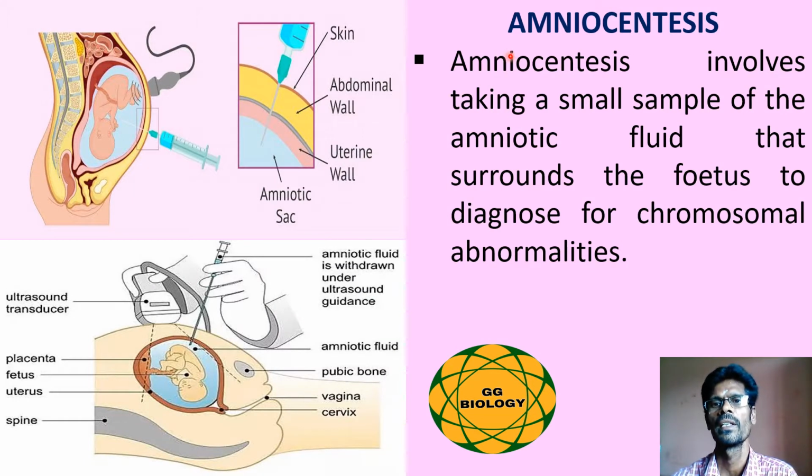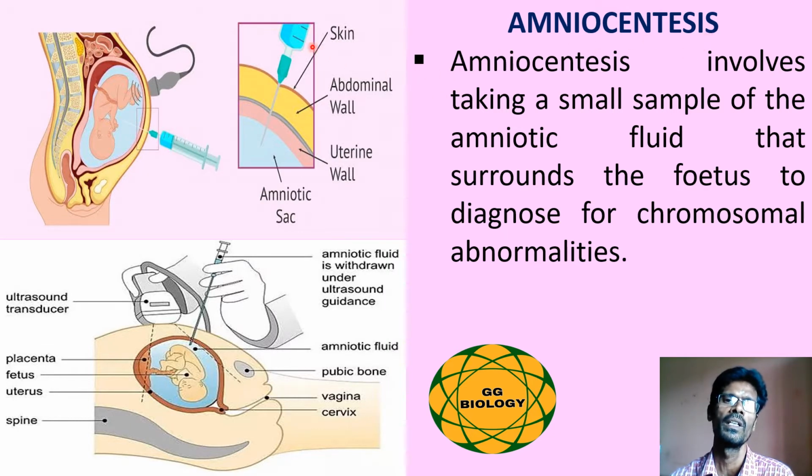The second technique is amniocentesis, which involves taking a small sample of amniotic fluid that surrounds the fetus to diagnose chromosomal abnormalities. We already know the fetus is covered by the first embryonic membrane, the amnion, and between the fetus and the amnion it is filled by a fluid called the amniotic fluid. Collecting this amniotic fluid is known as amniocentesis.